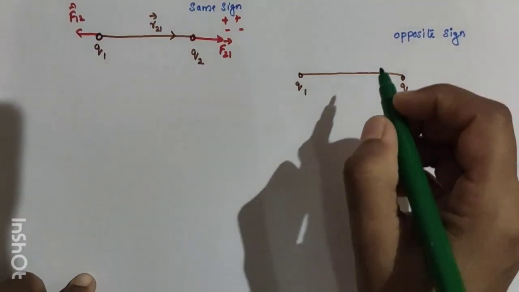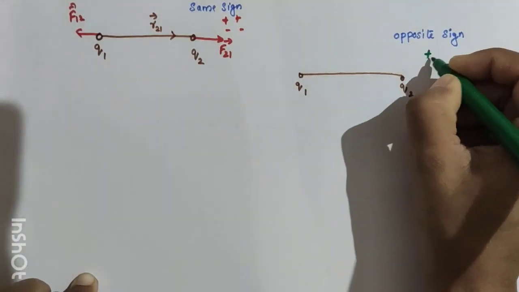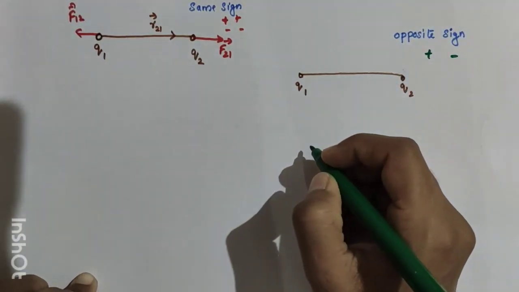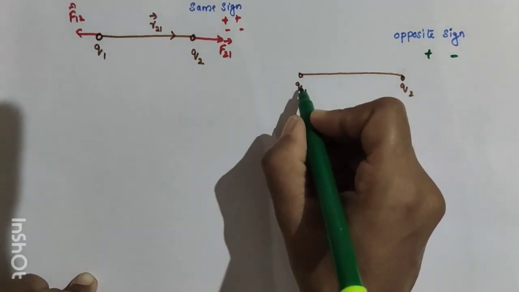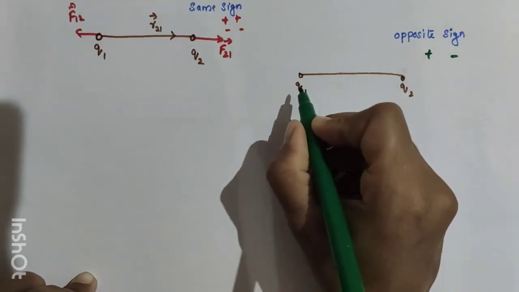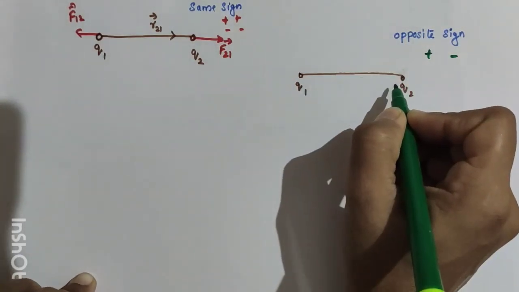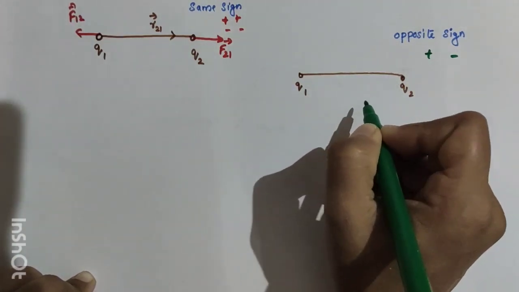Now suppose Q1 and Q2 are of opposite signs. That is, one is positive, another one is negative. Then what happens? There will be a force of attraction between them. That is, Q1 will try to attract this Q2 towards it, and Q2 will try to attract this Q1 towards Q2. Right. So, what about the directions of the two forces acting between them?